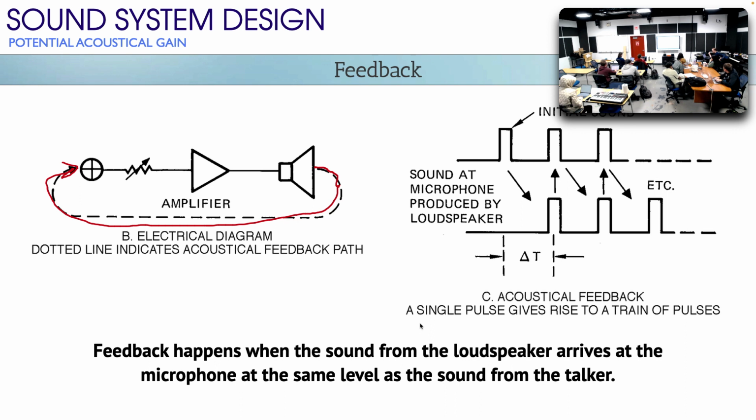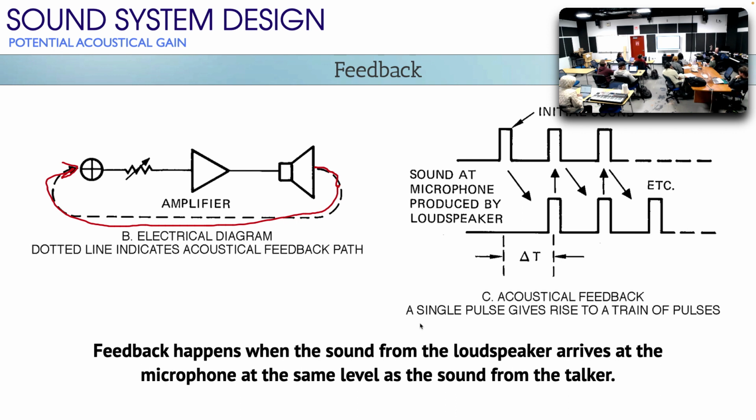And we can tolerate a certain amount of that. But eventually, we get to a point where the sound coming out of the loudspeaker arrives at the microphone at the same loudness as the sound from the talker. When those two sounds hit the microphone at the same level, that's when feedback begins. As long as the natural sound from the talker is hitting the microphone louder than the sound coming out of the loudspeaker, then it won't feed back.